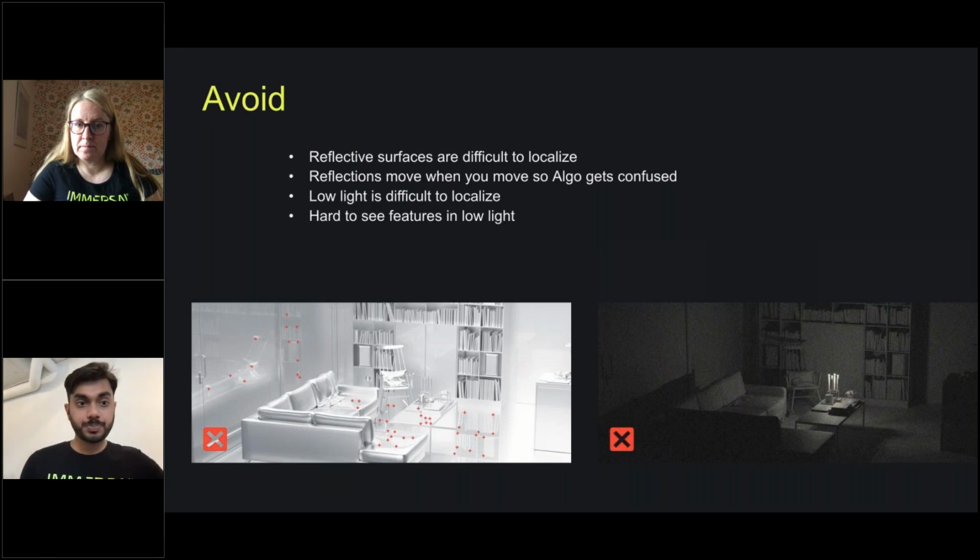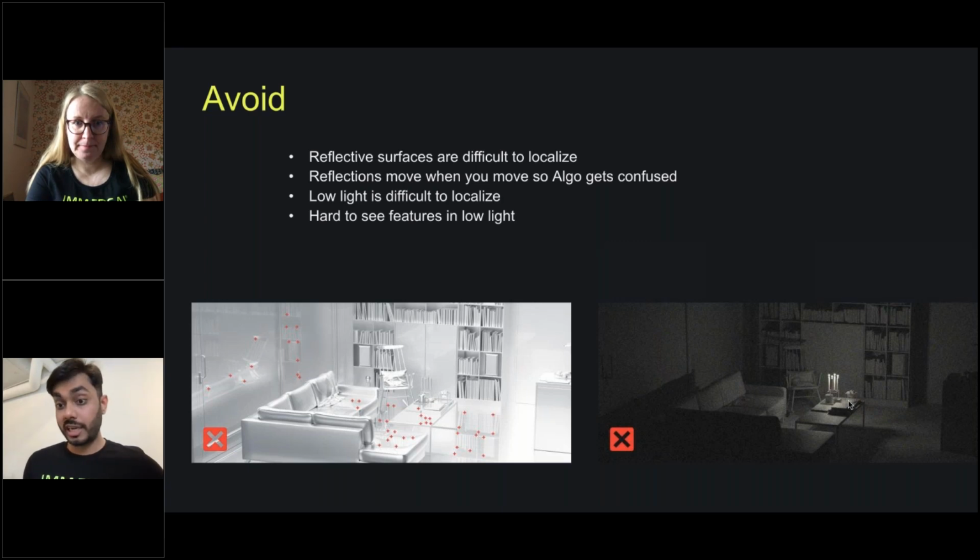So what things to avoid while mapping? These are all the techniques you have to do, but there are a few things that you should avoid. Reflecting surfaces. Let's say you have captured all these features and there is a mirror on the wall. If you are also taking pictures of the mirror, the technology will get confused, whether the feature is on the left side of the wall of the mirror or on the right side of the mirror, if the mirror is reflective. So reflective surfaces are difficult to localize, because when you move, reflections move along with you, so algorithms get confused.